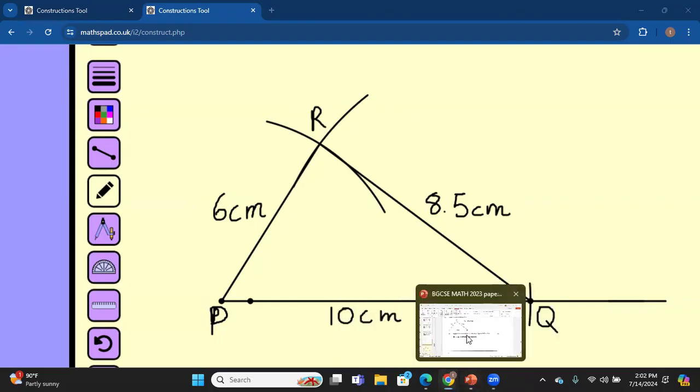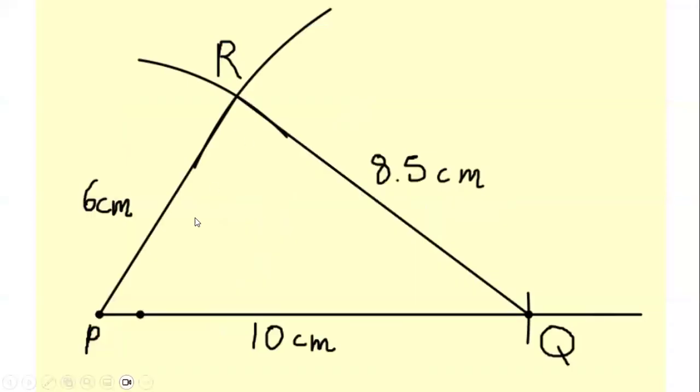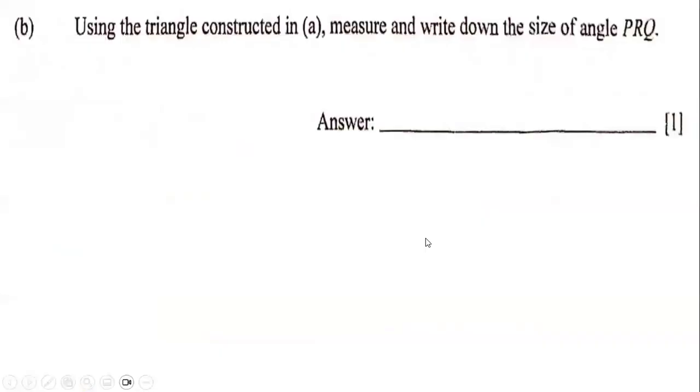What do they want us to do? We already constructed it. Here I have the construction, PQR, 6, 10, 8.5. They say, using the triangle constructed in A, measure and write down the size of angle PRQ. Notice that the one in the middle, that's what they want us to figure out. What is the size of angle PRQ? So we have to really focus on angle R.